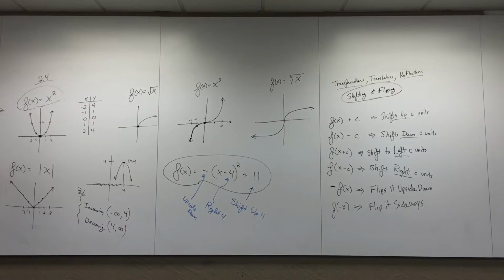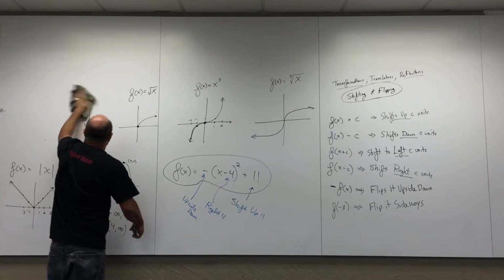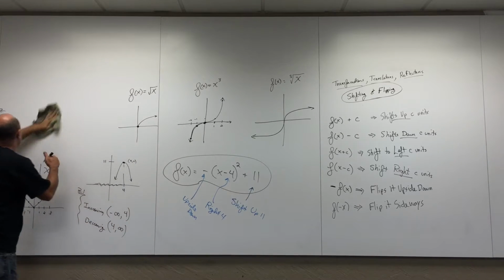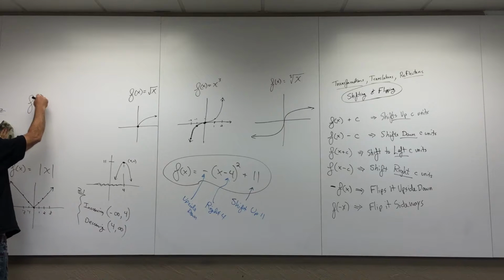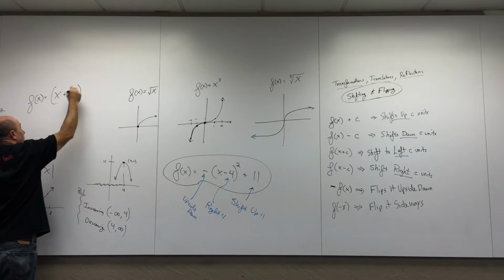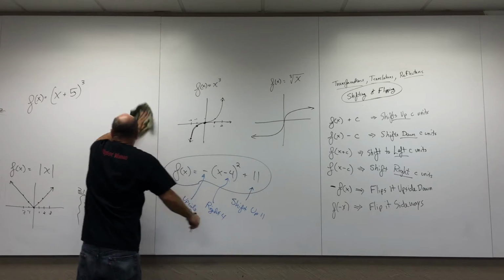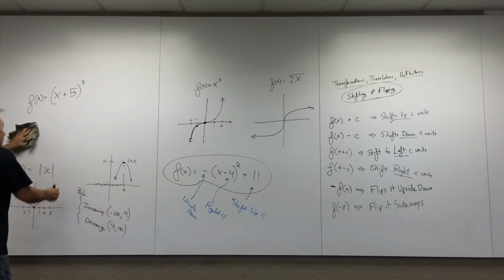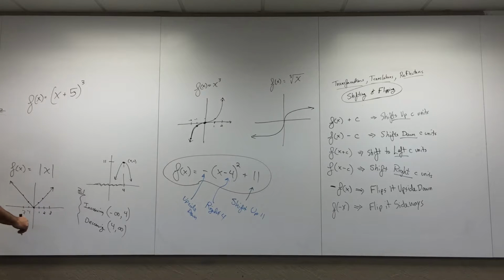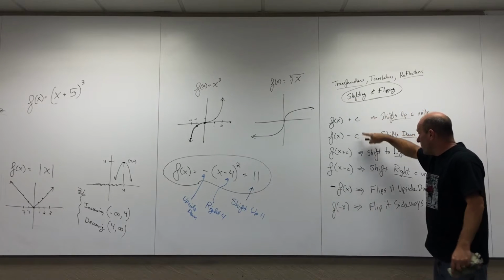Let's try another one. I'm going to get rid of some of these notes. Watch this guy. f(x) = (x + 5)^3. Well, there's not a whole lot going on there. It is somebody cubed, but there's not a lot going on. Do you see an up or down shift? I don't see an up or down shift.